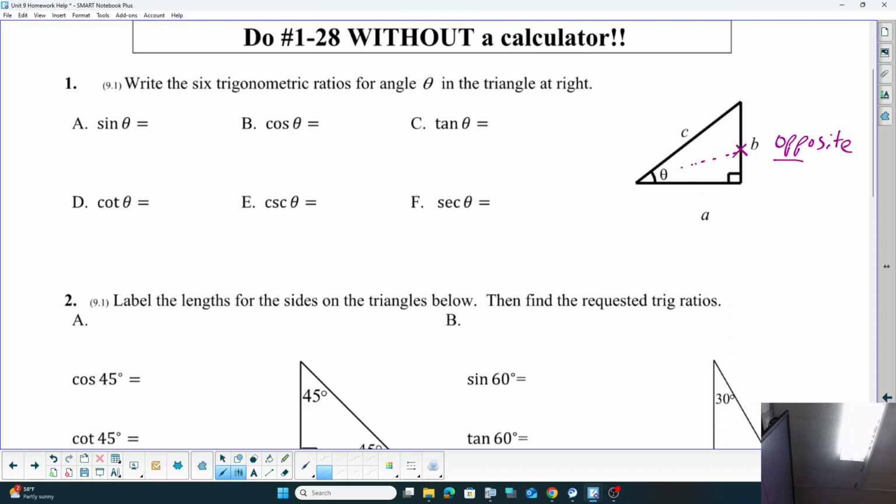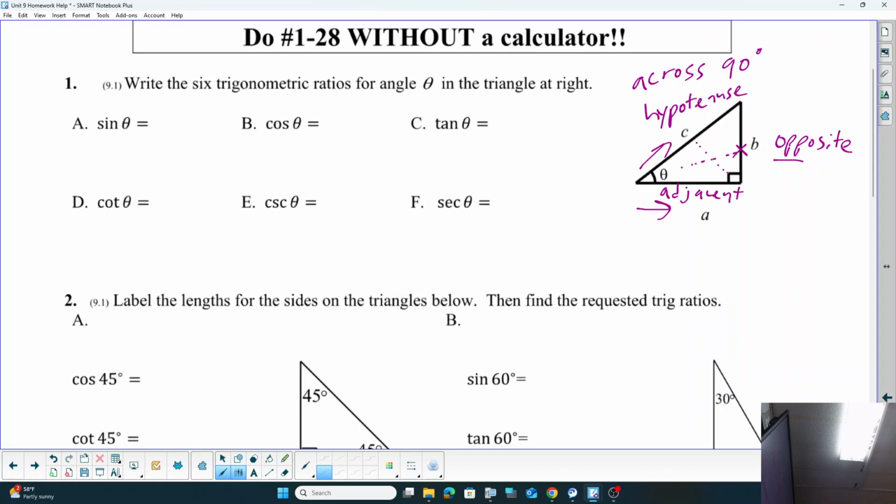The adjacent side is closest to the angle. It actually has 2 adjacent sides: this adjacent side and this adjacent side. But this one is special because it's across from 90 degrees. It's also the biggest side. Across from 90 degrees, it's also the biggest side, and that's why it's the hypotenuse. Nice. And this is the adjacent side.